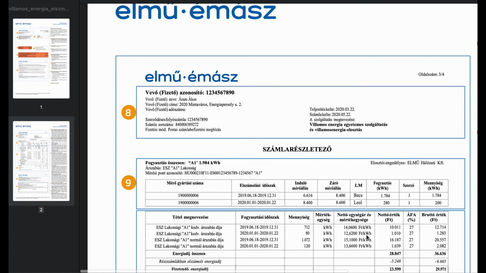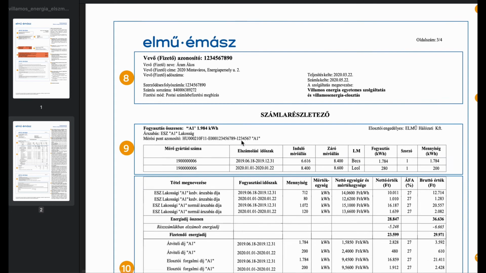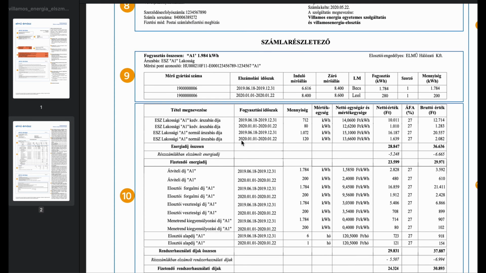Number 8, you see the payer's ID number and also the bill to address where the electricity is being used, and also the tax ID number. And you'll see also that the account holder can pay online, can pay by mail, and also at the post office. Okay, number 9, here's where we're coming down to the nitty-gritty.